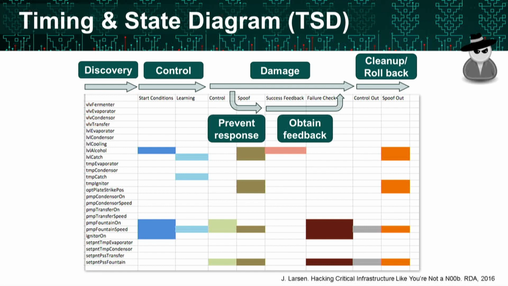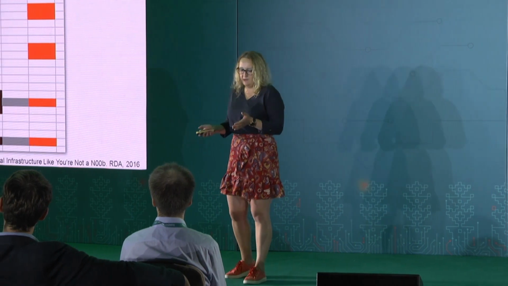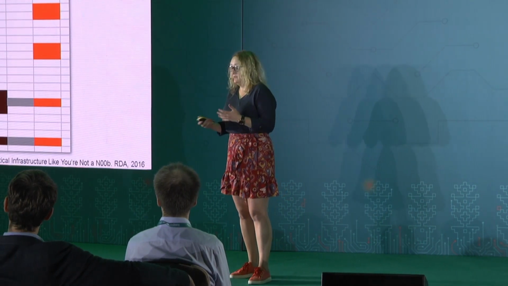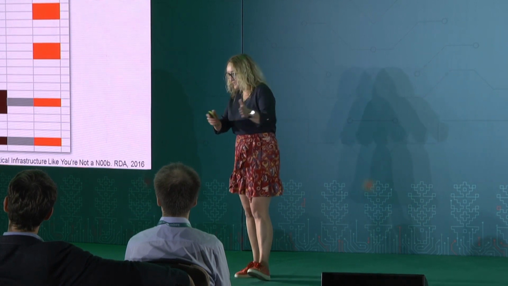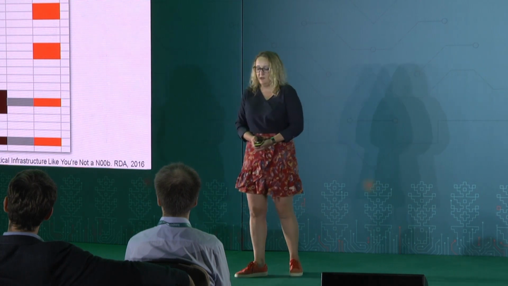There is another model, called the timing and state diagram, which was also presented by Jason Larson at RSA. To my memory, they call it a Curtis diagram, after the name of the guy who created it. This diagram mostly concerns an already executing attack in a target industrial environment. You can see there are slightly different words for different stages, or let's say tactics, like start condition learning, control spoof, and so on. But in reality, if we map them to the stages of the cyber-physical attack lifecycle, it's totally mappable, and it's exactly that sequence and exactly those activities.